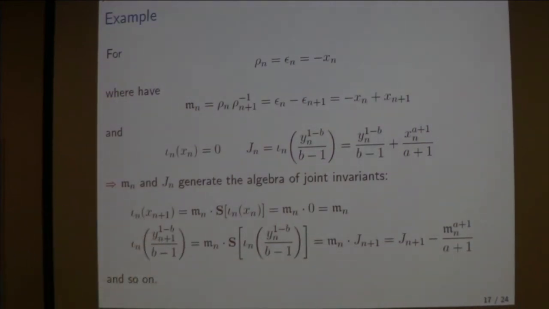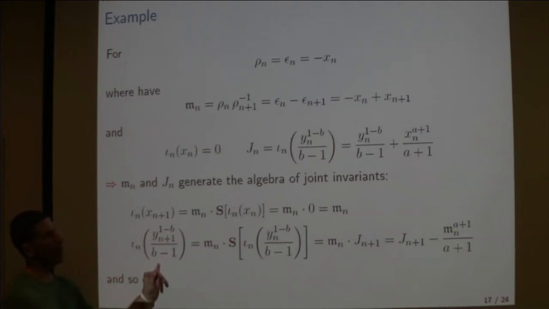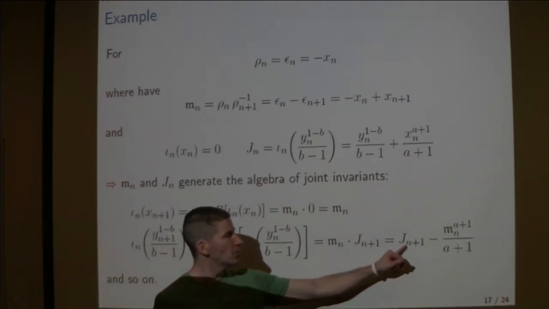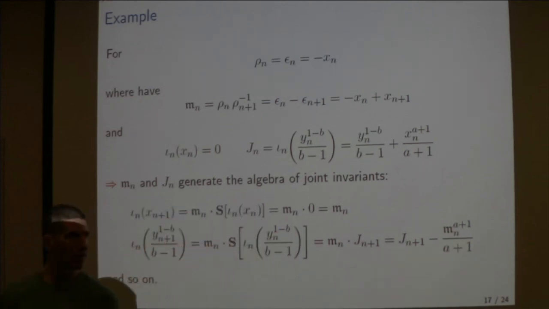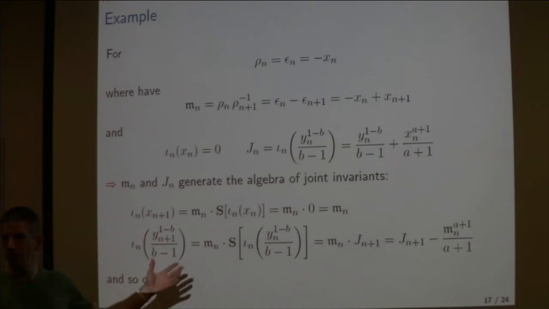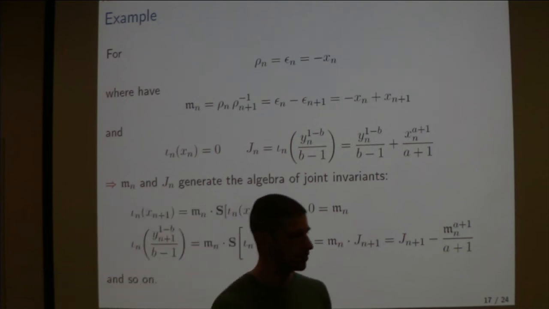Then we can continue to do that. If we invariantize this ratio and apply the recurrence relation, we can show that this invariant can be expressed as equal to jn plus 1 minus this ratio. Okay? So this can be done technically. The key is that we could continue to do that, and we could express the invariantization of any quantity in terms of mn and jn.